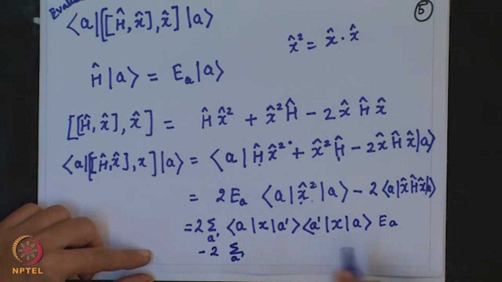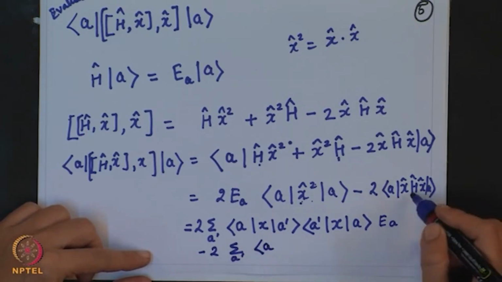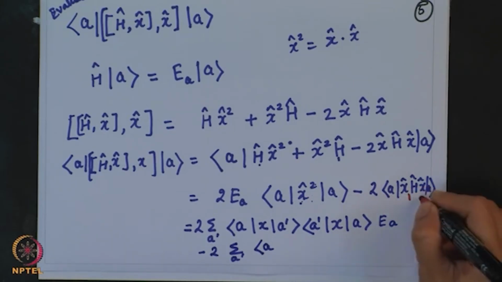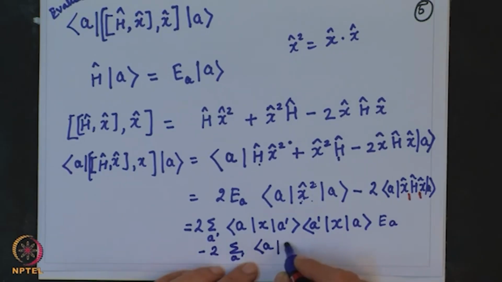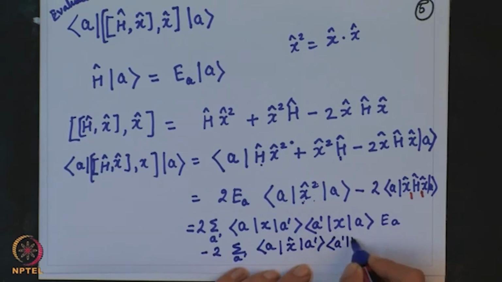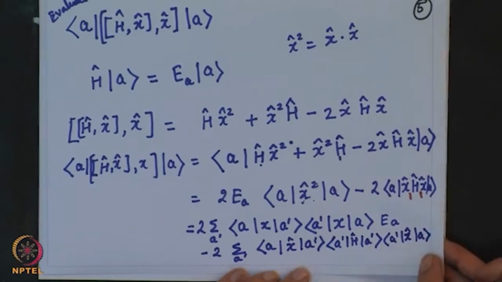minus the second term. Again I insert a complete set of orthogonal kets. Now, I will insert two of them. So here I will insert one, and the second one I will insert at this place. So what I obtain here is <A|x|A'>, then I have <A'|H|A'>, <A'|x|A>. This is what I have.